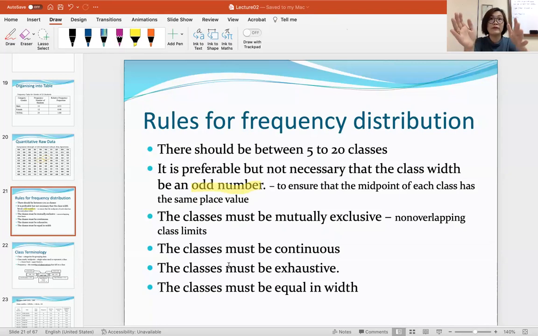For example, 1 to 20, and then you start with 20 to 30. When you have a number 20, it will be confusing, so we don't want that overlap. The classes must be continuous, meaning 1 to 10, and even if you don't have any number from 11 to 20, you still have to put the class there. The classes must also be equal in width. You can't have, for example, one class 1 to 10 and another 11 to 15. You have to have a proper width.